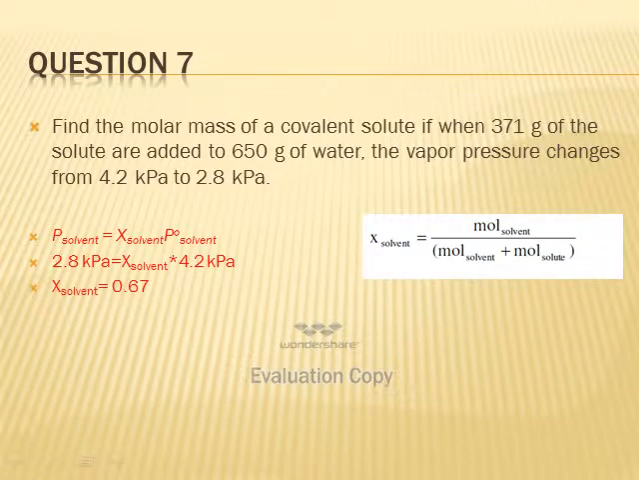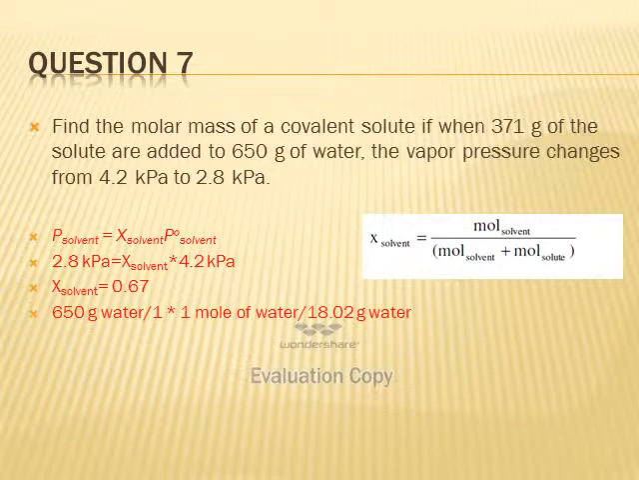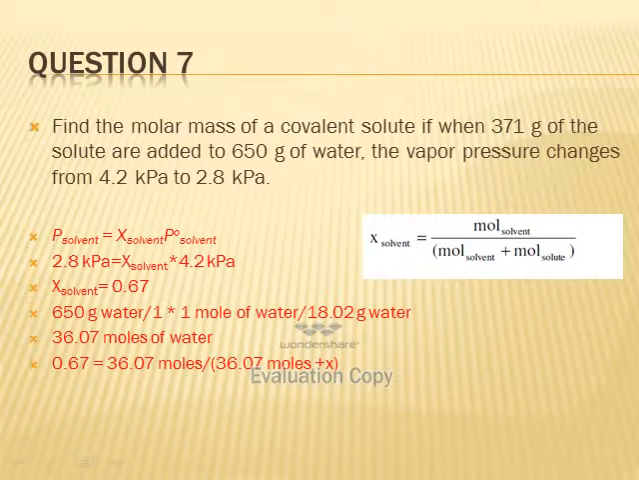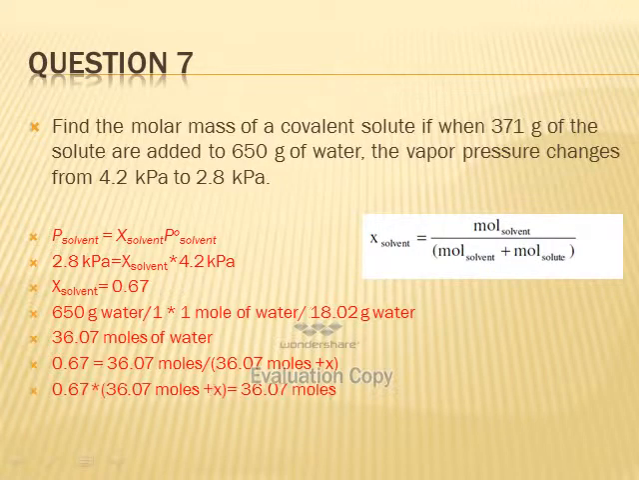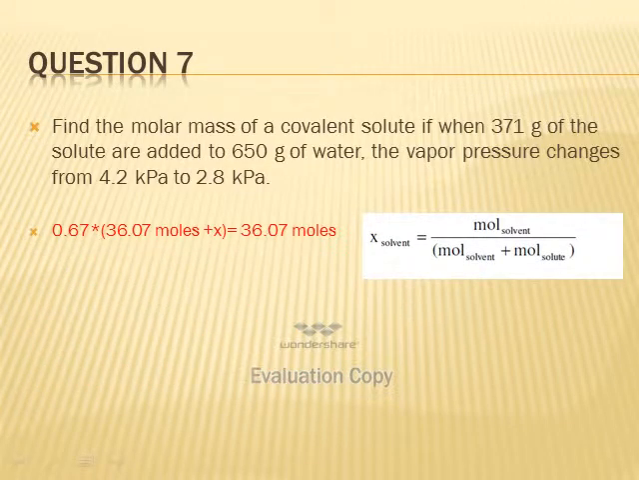Now let's find the number of moles of the solvent. There are 650 grams of water and there are 18.02 grams of water in 1 mole. So we have 36.07 moles of water. Now we can plug our values into the equation. Let moles of solute be X and let's solve for X. 0.67 equals 36.07 moles divided by parentheses 36.07 moles plus X close parentheses.